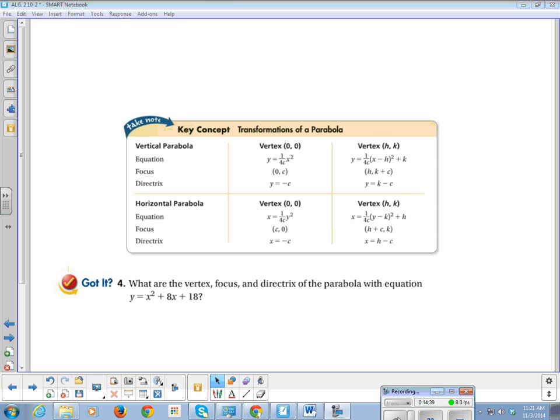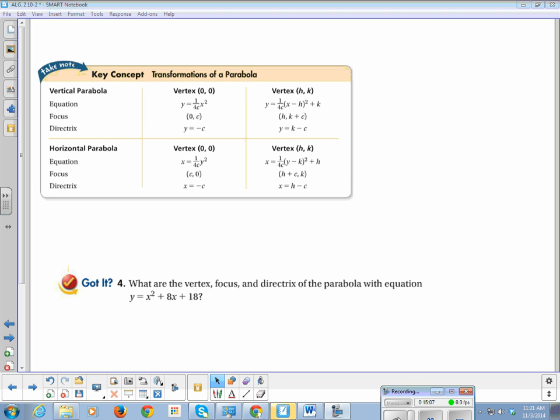All right, let's summarize. And in our summary, we would like you guys to include a picture. So let's do it on the side. So we've got two different types of parabolas, which is going to be different than what we were doing before.